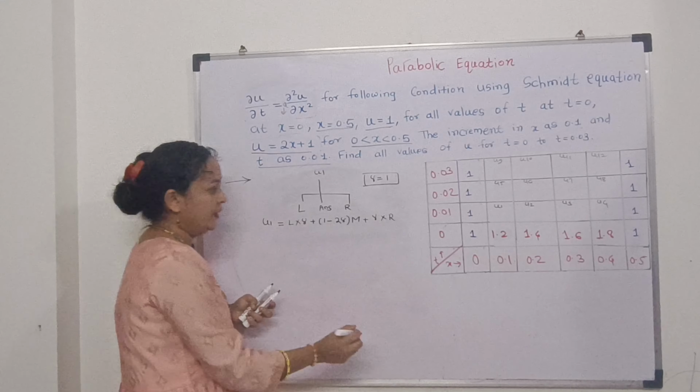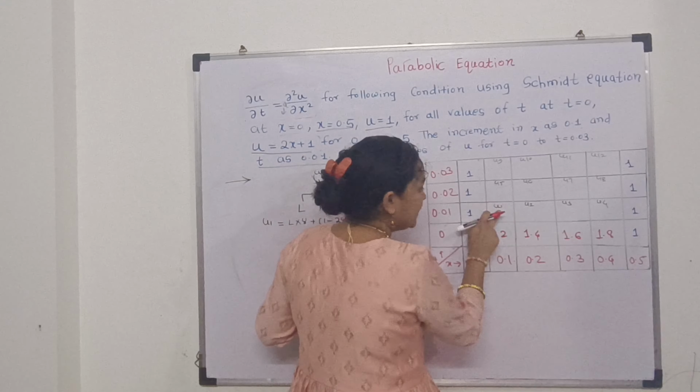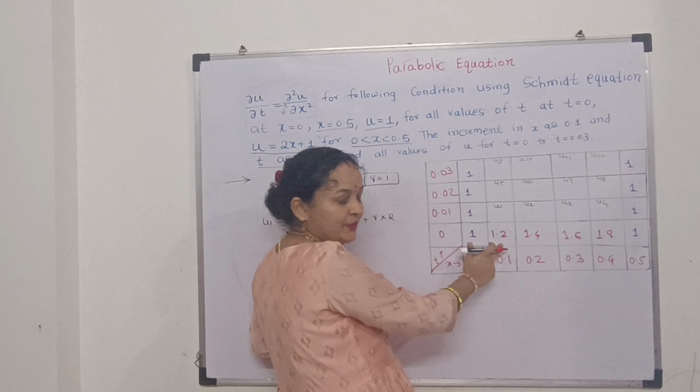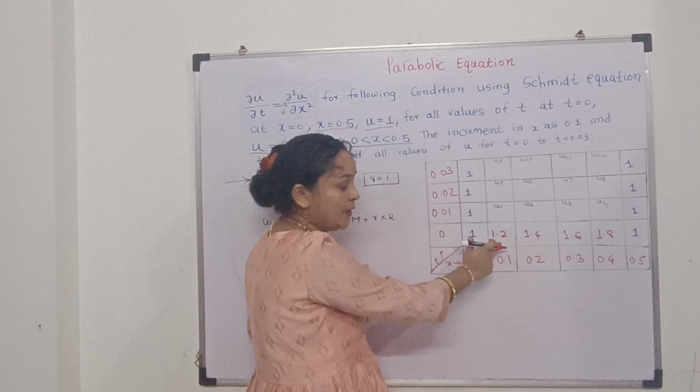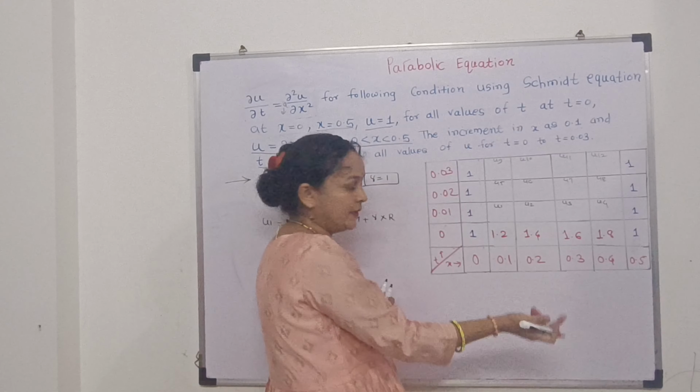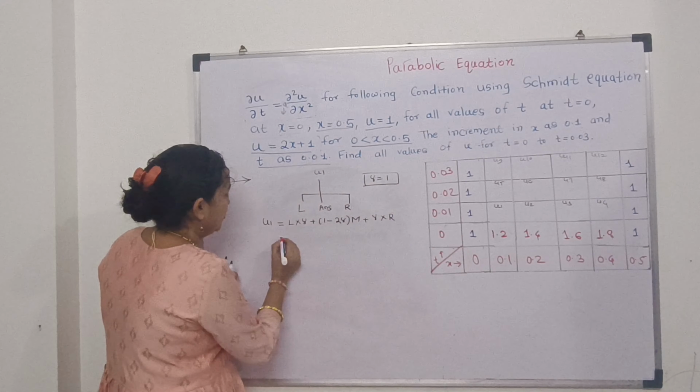Now how can you calculate it? u1 is going to lie over here, so you consider the bottom value of this: this one is the middle value, this one is the left value and this one is the right value. So let us start the calculation.